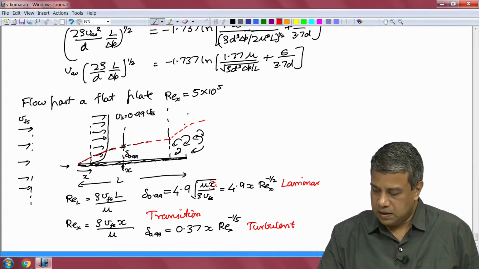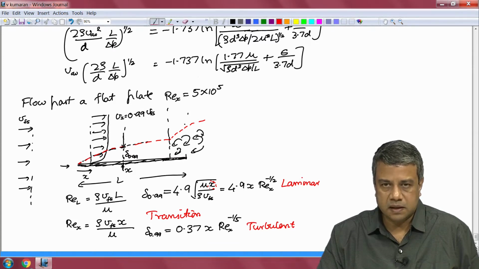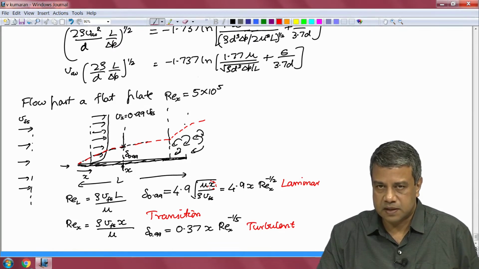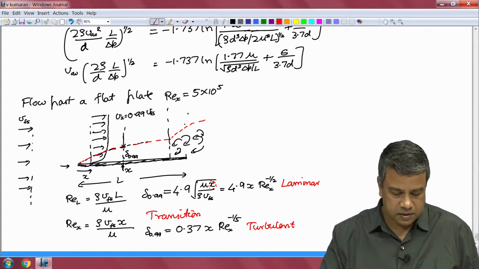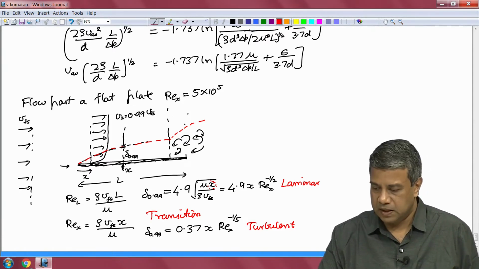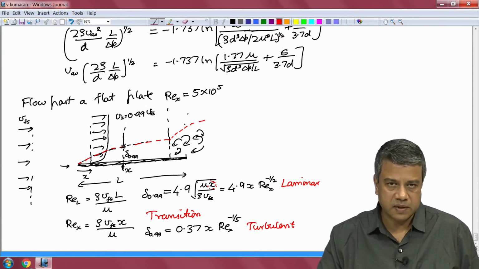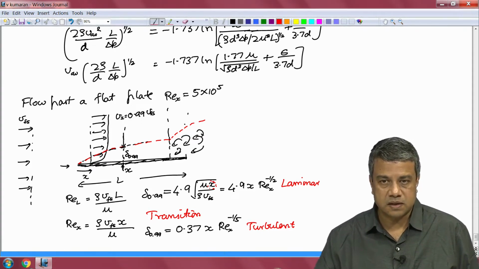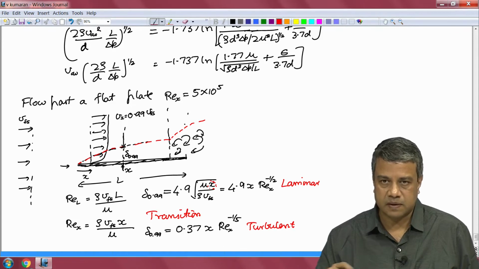And you can see that initially it is decreasing as Re power minus half, and after that it goes as Re power minus 1/5. So, these are the salient features of the flow past a flat plate. The velocity profile changes continuously with downstream distance. So, it is a developing flow.